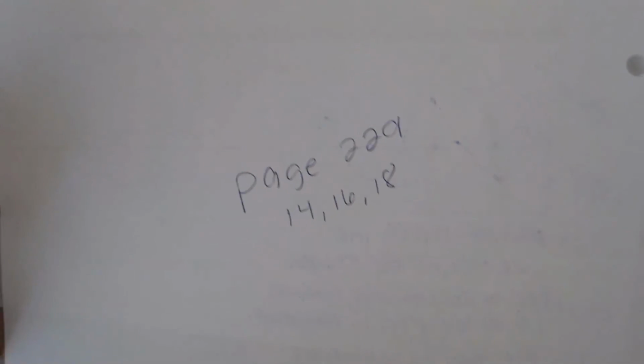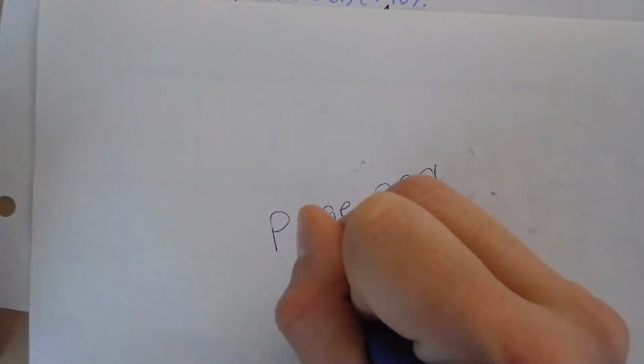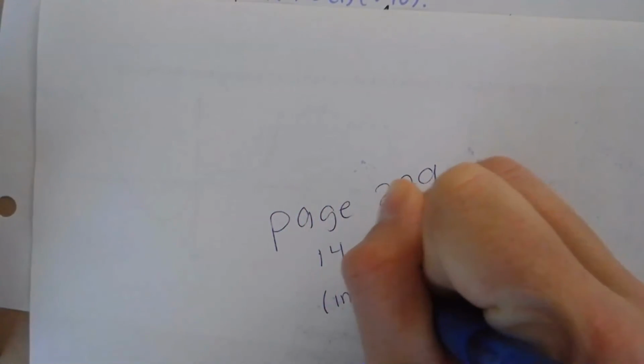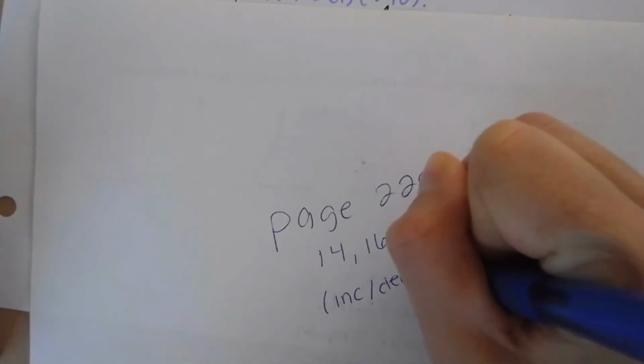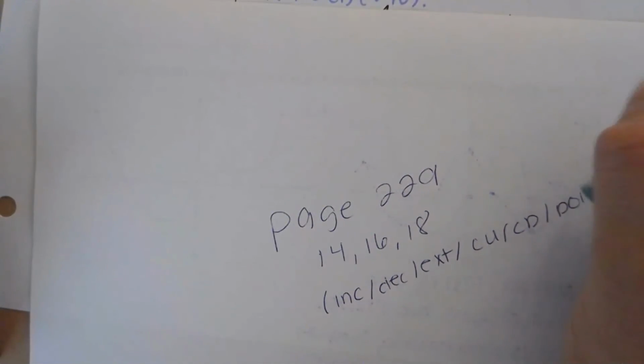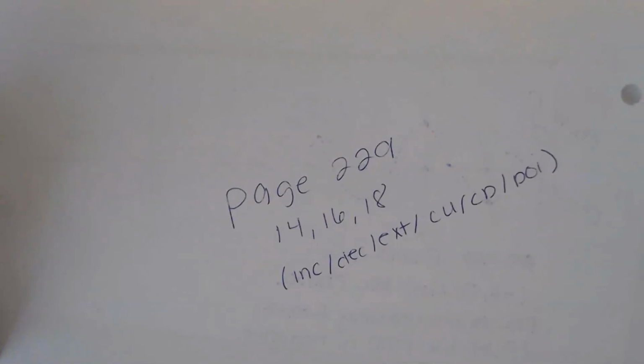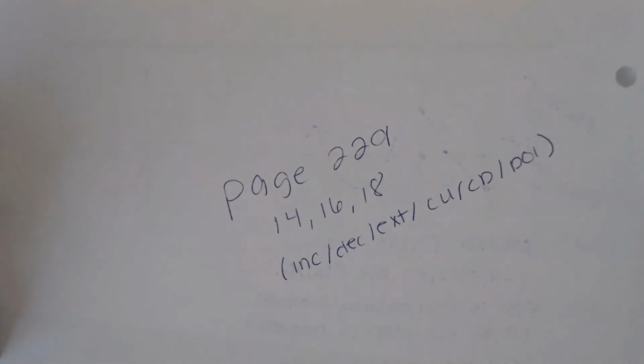What page is it? 229. Yeah, 229, 14, 16, and 18. But give me increase, decrease, extremas, CU, CD, POI. Does that make sense? Yeah. And then I'm going to work it all out and have it all on a handout too. I'm going to photocopy it. So when you come in, you can check it, go over it. And then we'll talk about the answers to these handouts, which I already have the answer keys to as well.